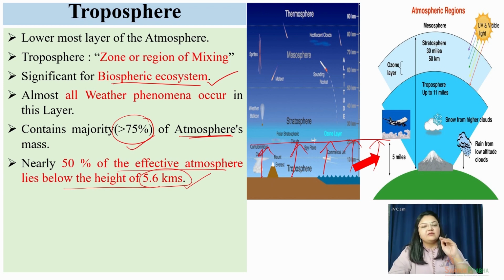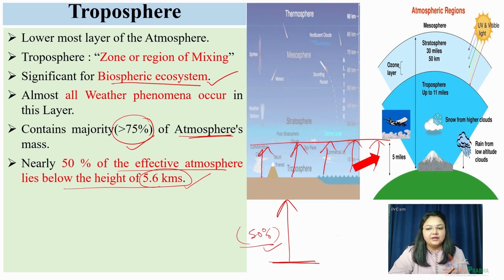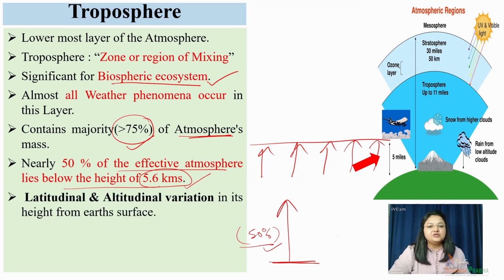So within the height of troposphere, till 5.6 kilometers, 50% of the effective atmosphere is compacted. Further, being closest to the surface of Earth, this particular layer is greatly influenced by the temperature variations and conditions found on the surface of Earth.